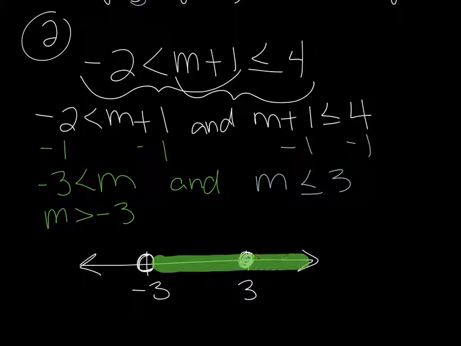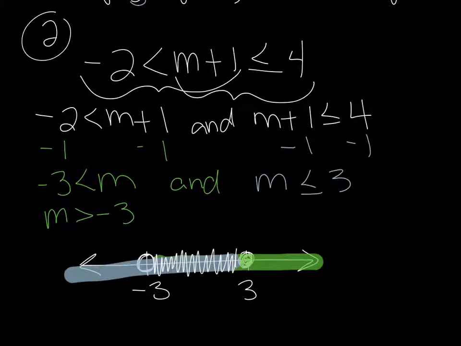First highlighter. M is greater than -3, to the right or to the left? At -3, we're going to shade to the right. M is less than or equal to 3. At 3, shade to the right or to the left? To the left. Since it's an and statement, I'm looking for the area they have in common, so the area that I shaded with both colors. So this would be the graph for that one.